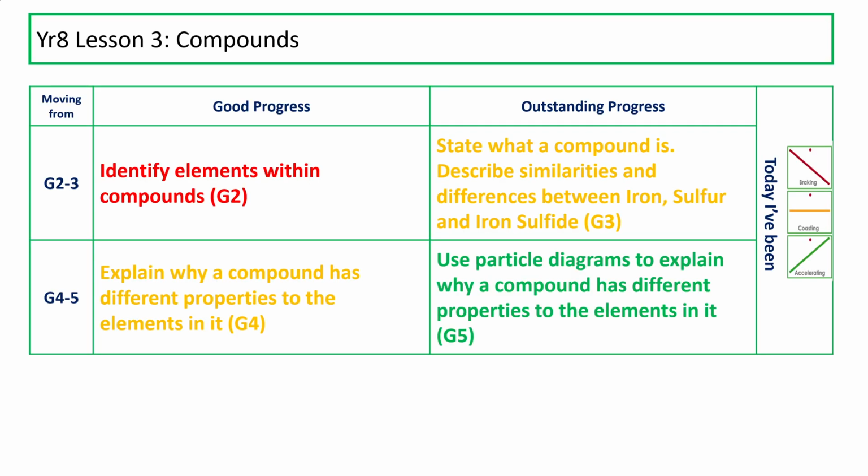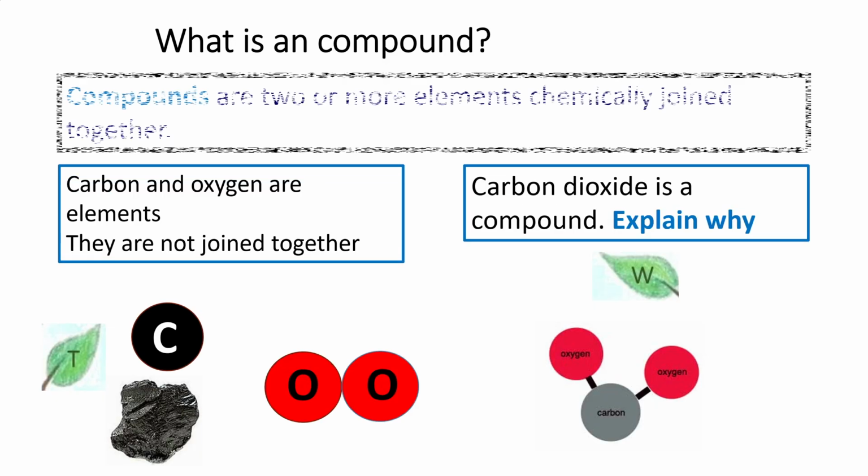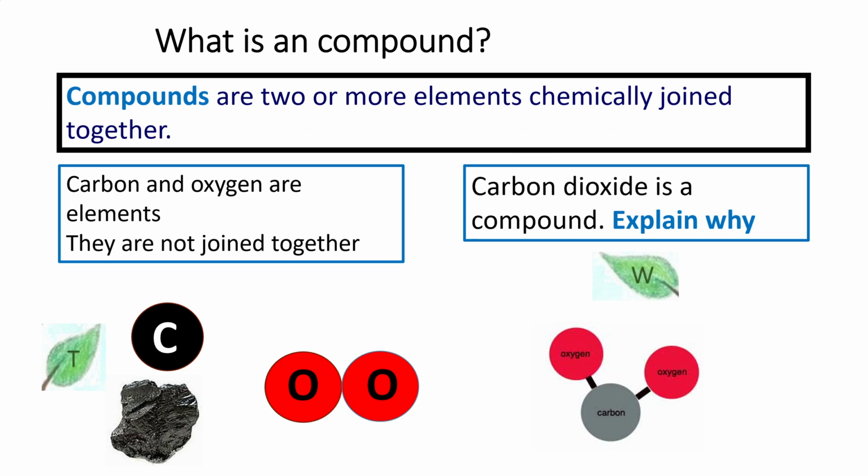Here are the lesson objectives. If you'd like to have a read through them, just pause the video. Right. Compounds are 2 or more elements chemically joined together. This is a very important definition, and if you're asked what a compound is, you need to say this exactly. Don't change the words, just remember it and repeat it.